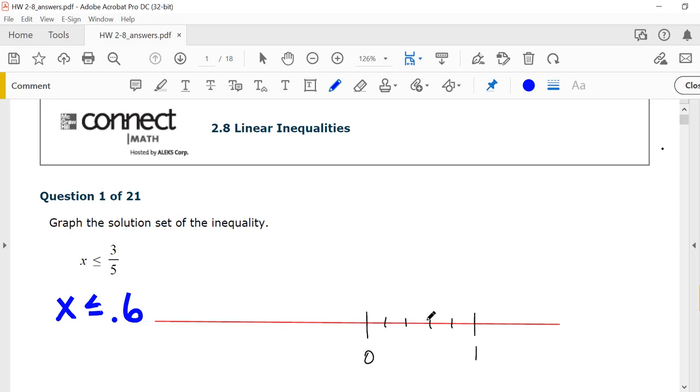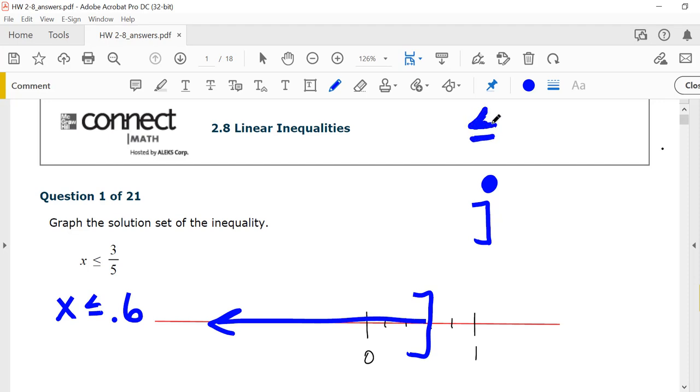And I don't know if Connect Math wants you to put a closed circle and then graph to the left, or they might want you to do a bracket and graph to the left. A bracket or closed-in circle both mean equal to. So when I'm graphing less than or equal to, I'm going to graph either a closed circle and to the left or a bracket and to the left. That means the same thing.